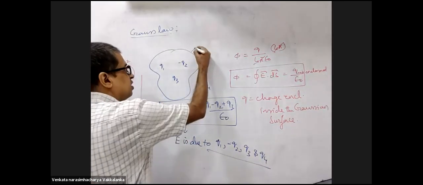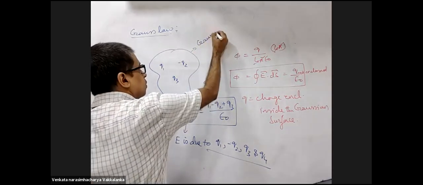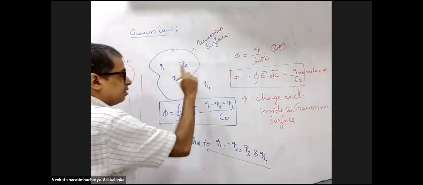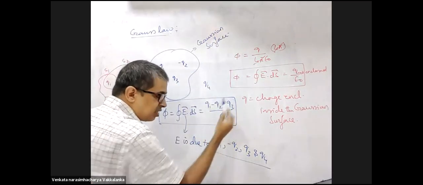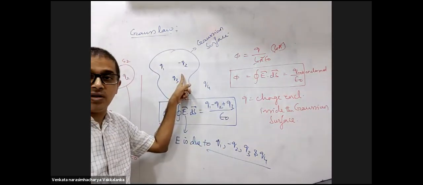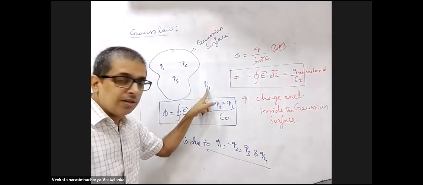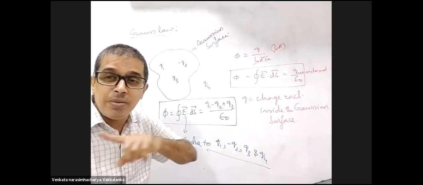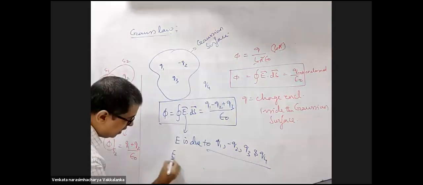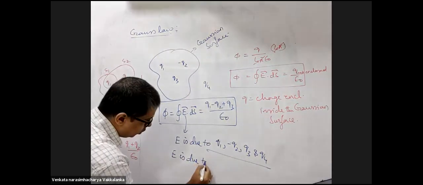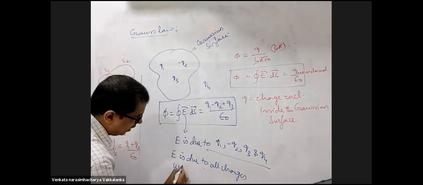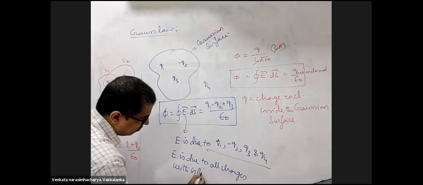If this is a Gaussian surface, then the right-hand side charge will be only the charges inside the Gaussian surface. But the field will be because of all the charges within the vicinity. Field is due to all charges within the vicinity.